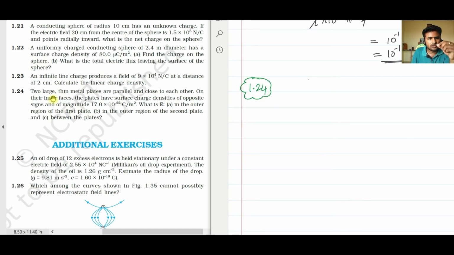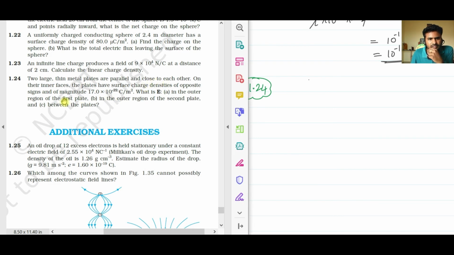It says that two large thin metal plates are parallel and close to each other. On their inner faces, the plates have surface charge density of opposite signs, and the magnitude is given as 17 into 10 to the power of minus 22 Coulomb per meter square. What is the electric field in the outer region of the first plate, in the outer region of the second plate, and in between the plates?